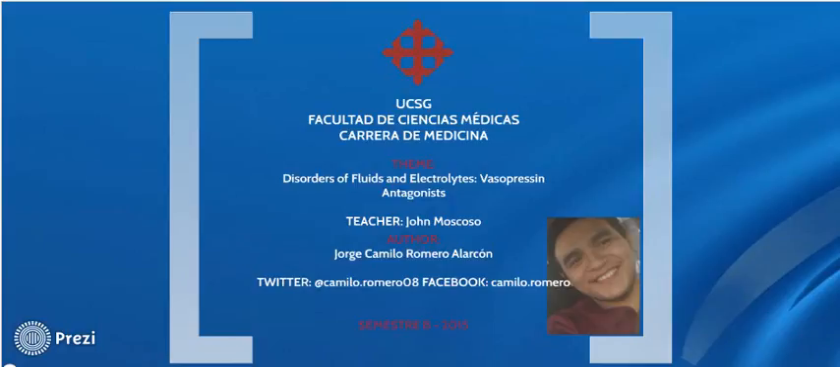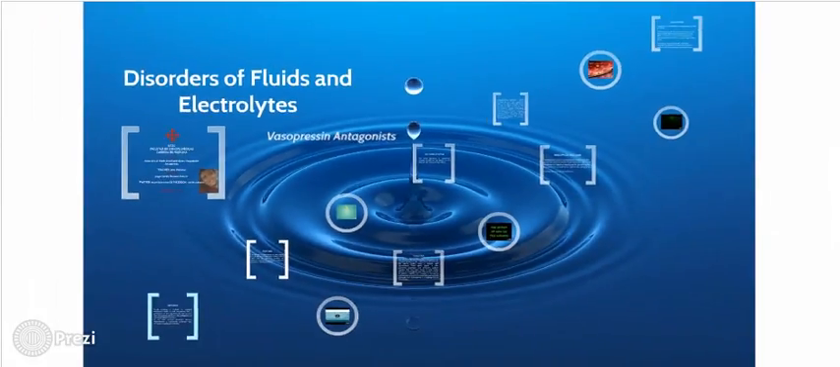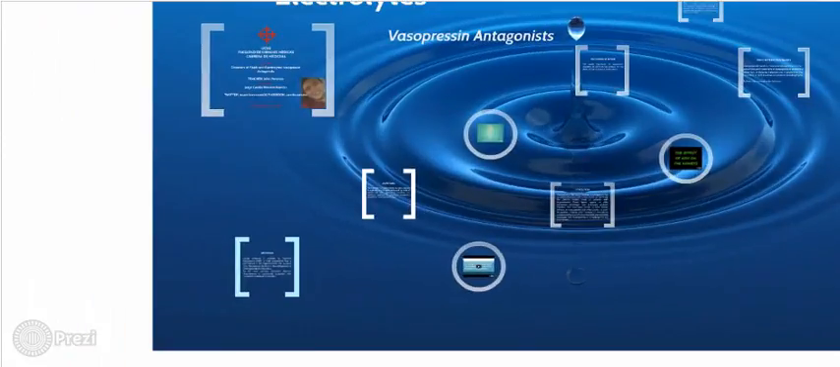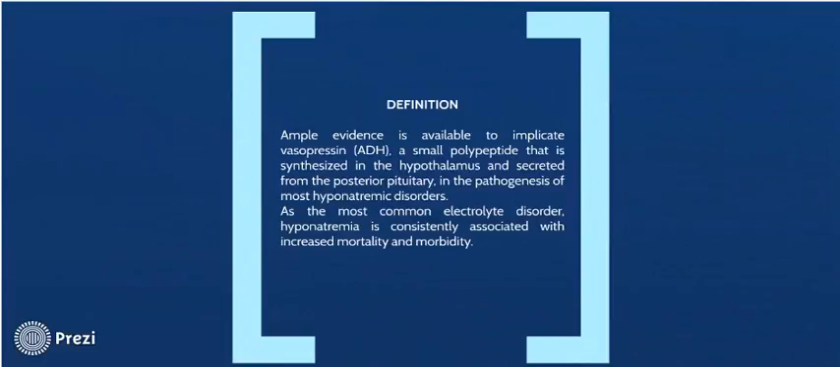Hi, I am going to talk about disorders of fluids and electrolytes by vasopressin antagonists. Definition: ample evidence is available to implicate vasopressin (ADH), a small polypeptide that is synthesized in the hypothalamus and secreted from the posterior pituitary, in the pathogenesis of most hyponatremic disorders.